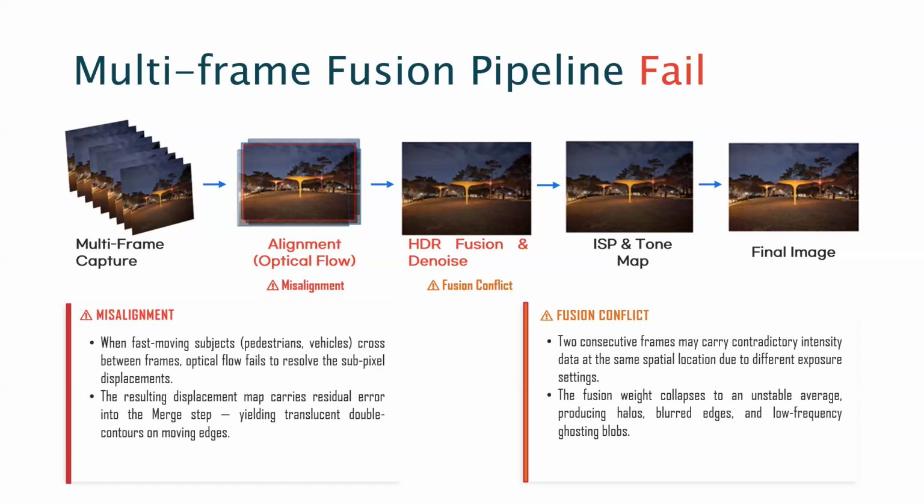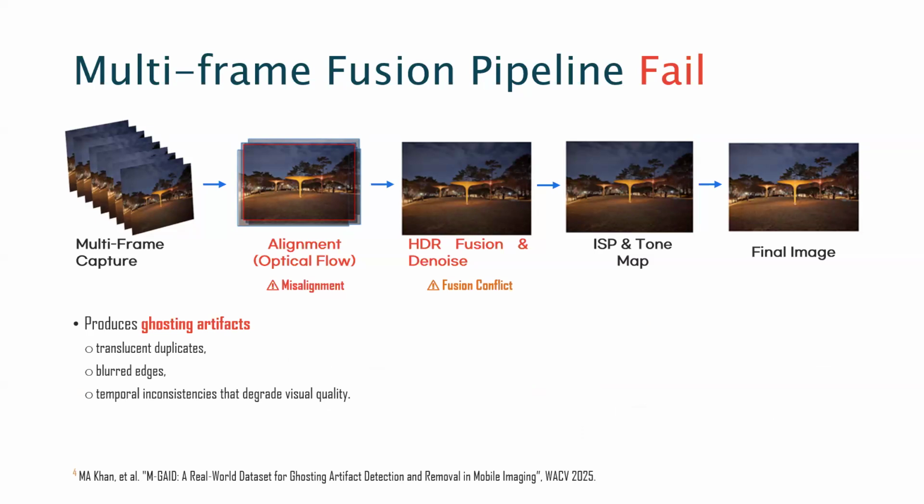Like when the burst mode is capturing 30 frames or 10 frames, there might be a shadow that occurs during that phase. That sudden exposure change of the image or the sensor can upset the fusion and stable averaging, producing halos, blurry edges, or low frequency ghosting blobs. I'll explain what the low frequency ghosting blobs are in much more detail at the end. I'll show you with an example.